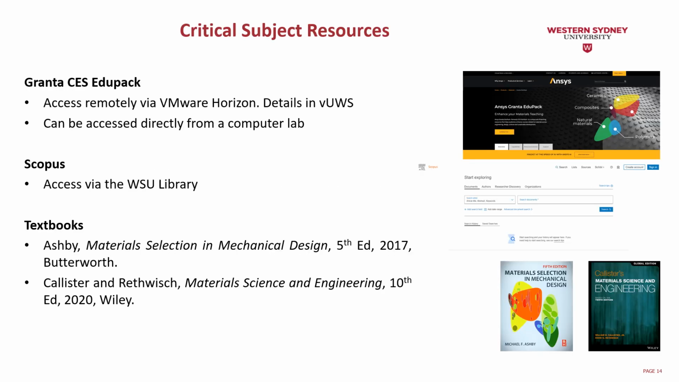So the critical subject resources we have are the Granta CES Education Pack, accessed remotely via the VMware Horizon and Intel, which can be found on the VUE. Also, it can be accessed directly from the computer lab. The Scopus can be accessed via the Western Sydney Uni Library. The textbooks we're going to have are Ashby, Materials Selection in Mechanical Design, and also Callister and Rethwisch, Materials Science and Engineering, the 10th edition.